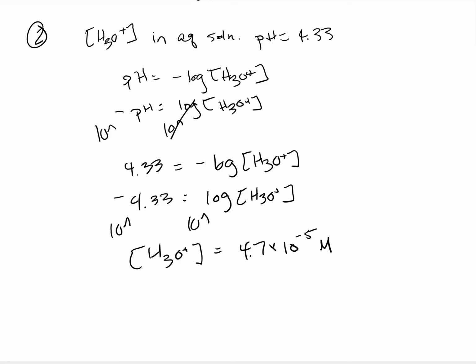As you do more of these, when you see this relationship, what you'll probably do is just move the negative and raise it to an exponent automatically. But showing your work and keeping track of your steps is always advisable. So that is our second problem.